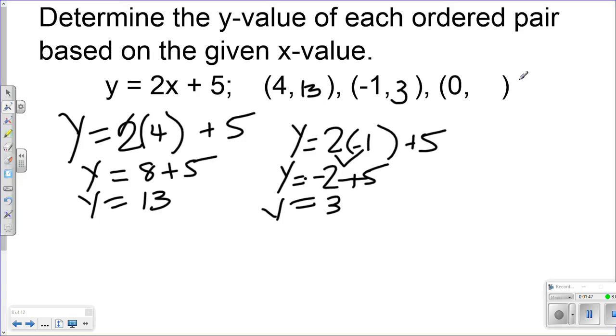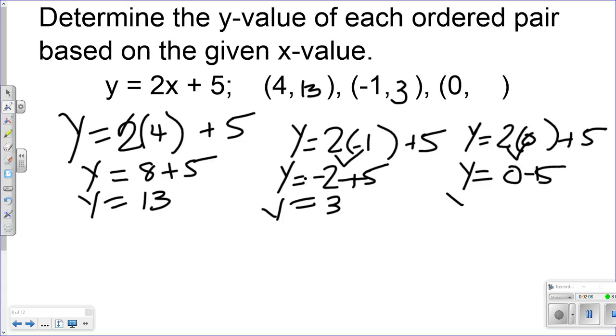Okay, so now let's move on to the third one. If 0 goes into this equation for x, what will be the resulting y value? So we have y equals 2 times 0 plus 5. And then we start to simplify. 2 times 0 is 0 plus 5. And so 0 plus 5, of course, is 5. So if 0 goes into this equation, is the x value going in, the resulting y value will be 5.